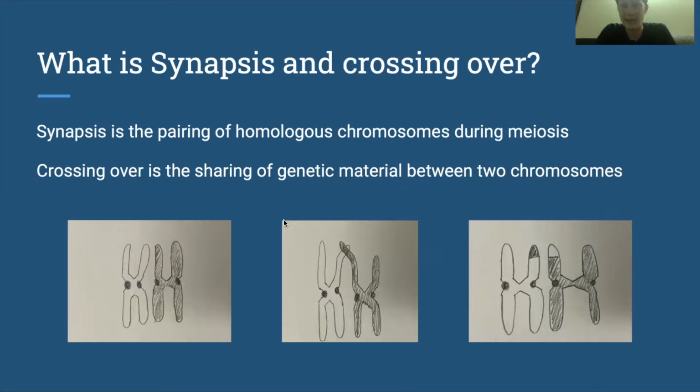So what is synapsis and crossing over? Synapsis is the pairing of homologous chromosomes during meiosis. It's where they line up. And crossing over is the sharing of genetic material between two different chromosomes.